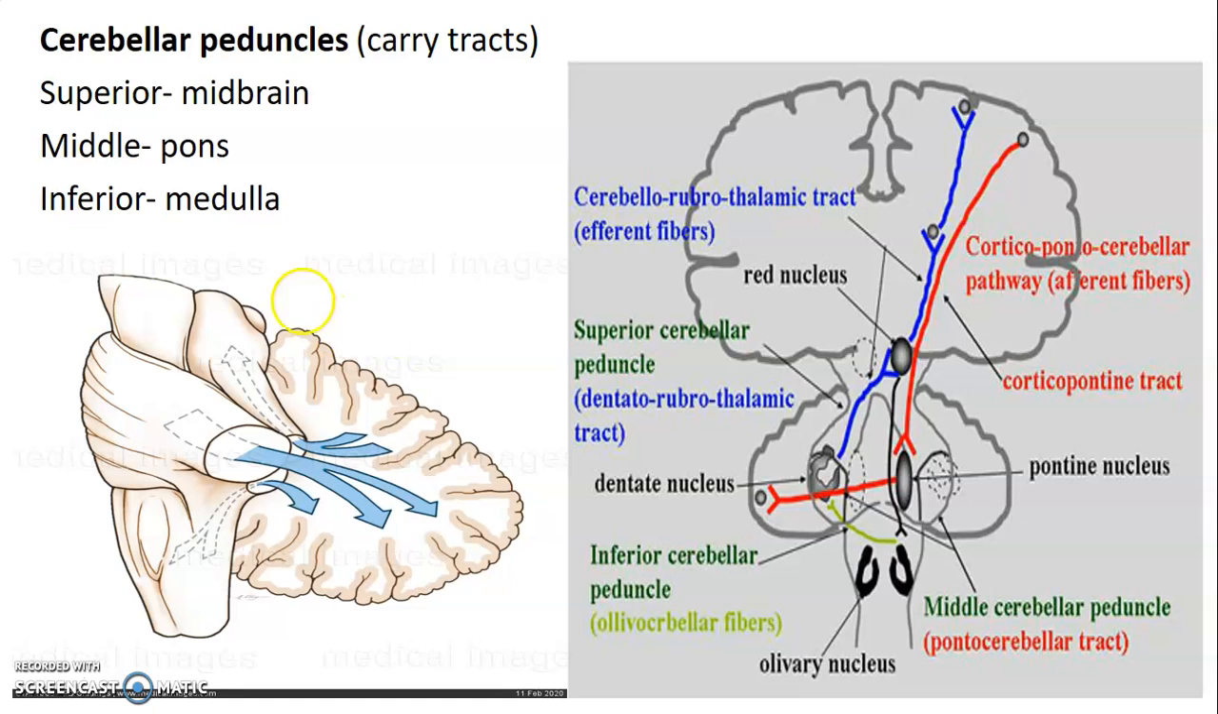The cerebellum has 3 peduncles: the superior peduncle that connects it to the midbrain, the middle peduncle that connects it to the pons, and the inferior peduncle that connects it to the medulla. So that's the superior peduncle, the midbrain, the middle connects it to the pons. This is the pons, this is the midbrain, and the inferior connecting to the cerebellum. And this just shows you, I need you to pause here and appreciate the different pathways that are carried through the different cerebellar peduncles.